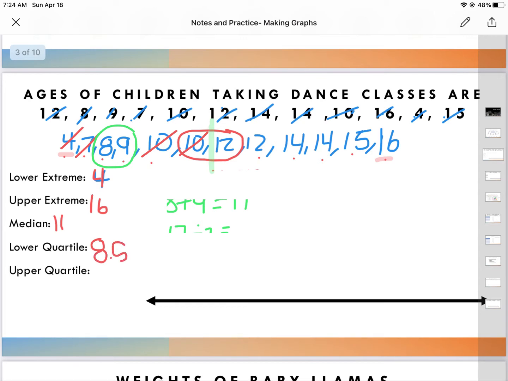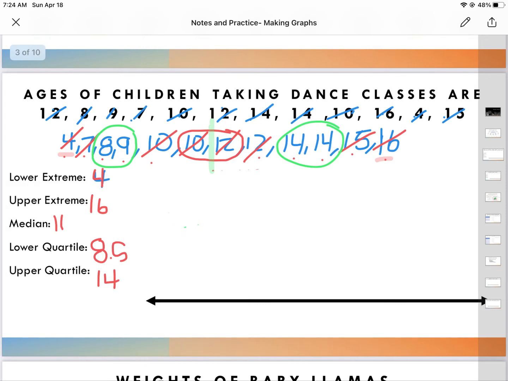And then our upper quartile here, let's go ahead and cross those out. Here we see it's going to be 14. So we don't have to do any math there. It's just going to be 14 for our upper quartile. All right, so I'm going to erase my work so that we can make our box plot.